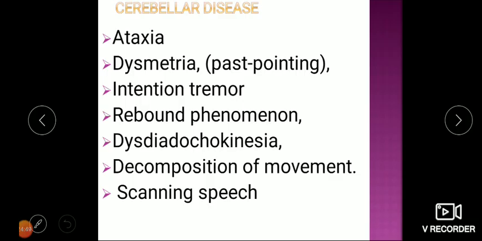So ultimately output gives corrections to the cortex via thalamus and it regulates the force and rate of muscle contraction, and it maintains the tone. That is called coordination. So here we complete physiology of cerebellum.